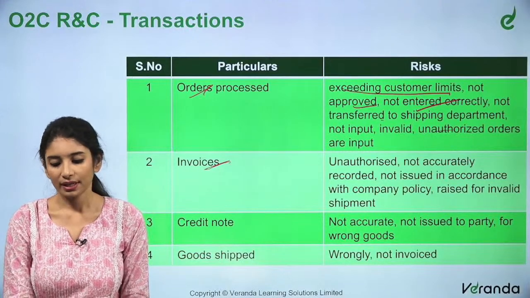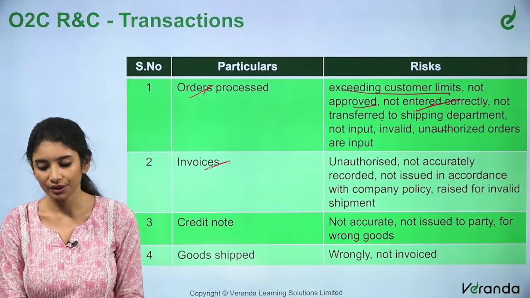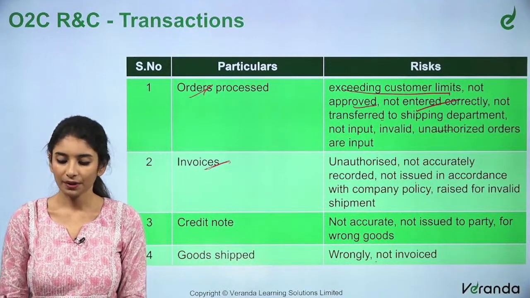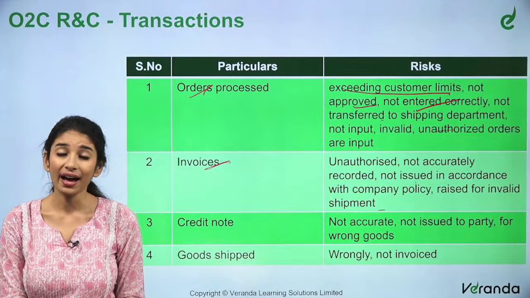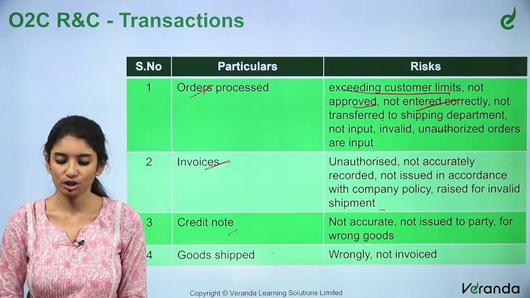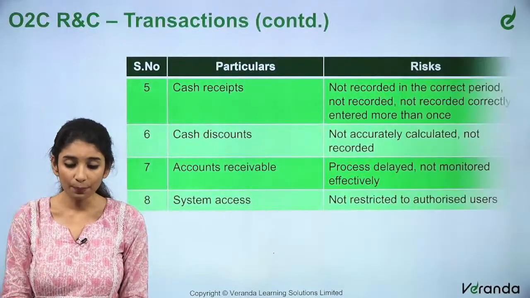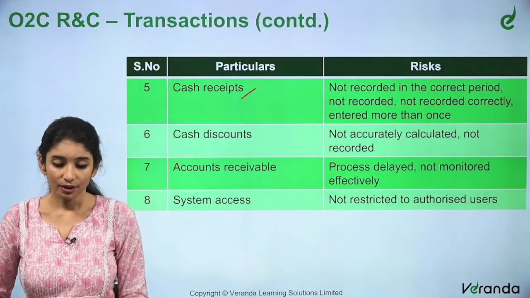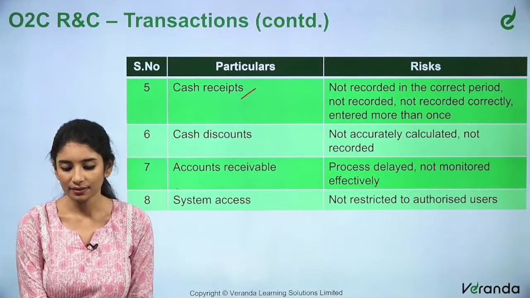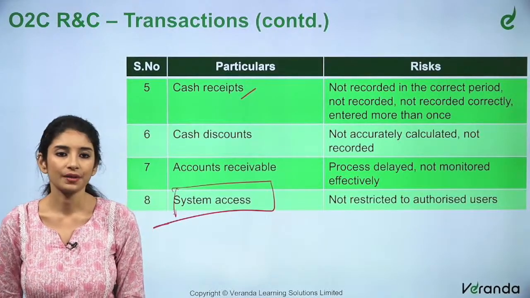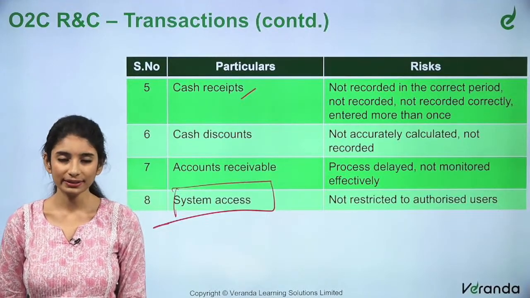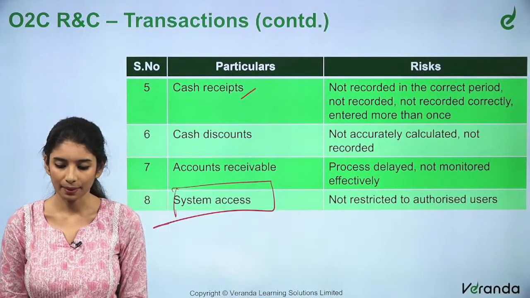Next, invoices. Invoices are unauthorized, not accurately recorded, not issued in accordance with the company's policy. Okay, raised for invalid items, raised for invalid goods. Credit note, goods shipped. So I have to imagine what are the possible transactions in that leg. Cash receipts, cash discounts, accounts receivable, and finally the common point, system access. Clear? So you have to just read this once, apply your logic and write it in the exam.